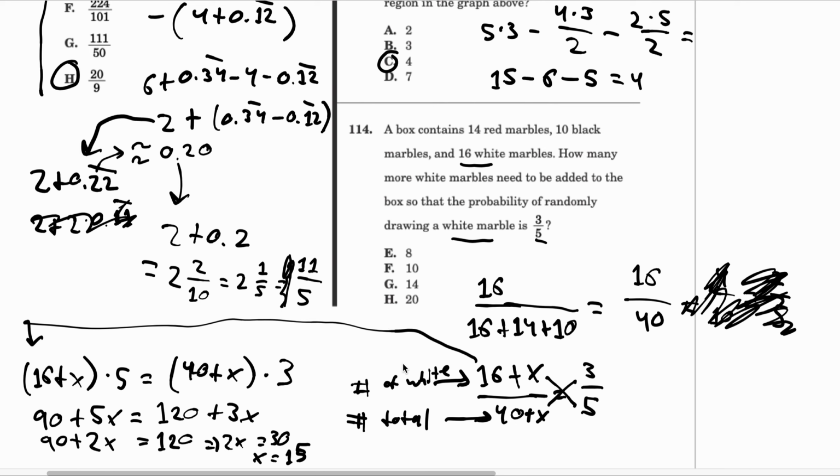So when we do this distribution, 16 times 5 is actually going to be 80 instead of 90. So 80 here as well. So then 2X is going to be equal to 40, and then X would be equal to 20. So that would be H, and that would be our answer.